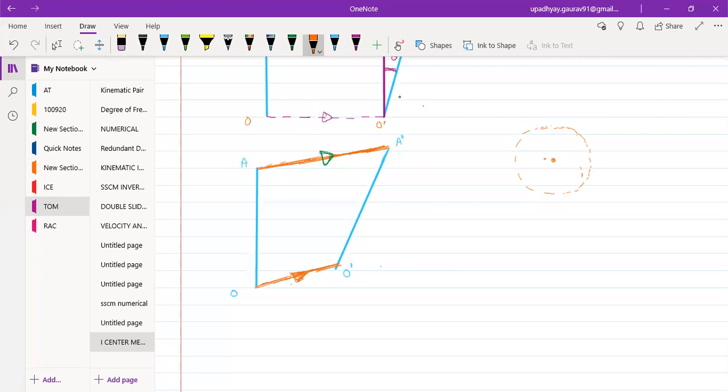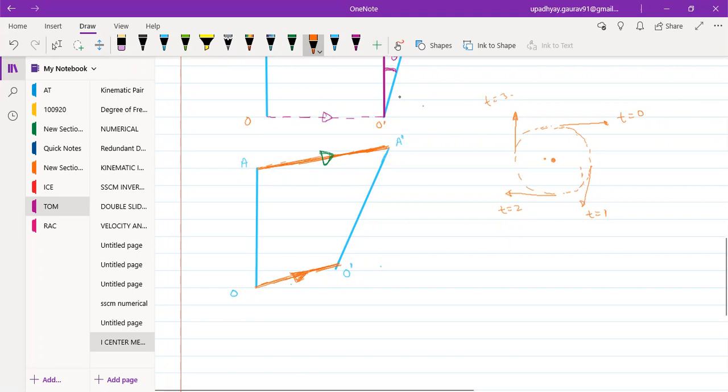If I'm saying that this is the direction of linear velocity at different instants, say this is t equals 1 second, this is t equals 2 seconds, this is t equals 3 seconds. Can you tell me what is the length of this link? Yes or not?